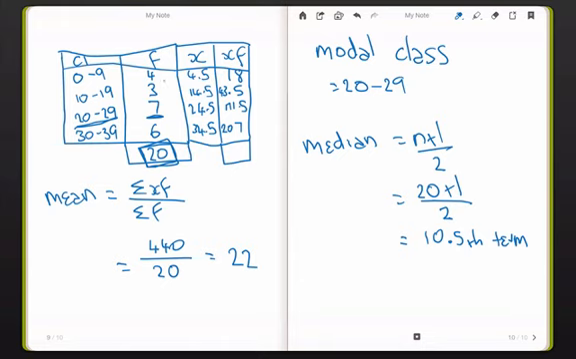So let's have a look at where that would be. We've got 4 here, and we're up to 7. It must be in this class again. Our 10.5th term is in this class, so we know it's somewhere between 20 and 29. That is where our median is. We're going to look at a cumulative frequency graph in the next video to look a bit closer at what the median might be, okay?